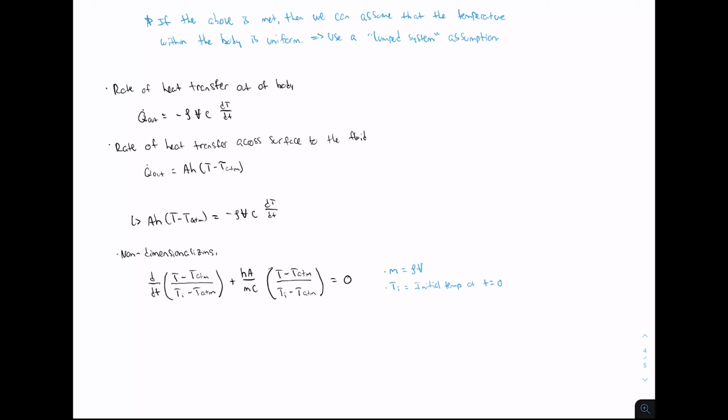Okay, so what I've done now is I've set them equal to each other, and then I've non-dimensionalized them. There's a little bit of hand waving here, but basically at a time of t equals 0, the non-dimensional temperature is going to be equal to 1. This is going to be in the form of a differential equation, a simple one that we can solve.